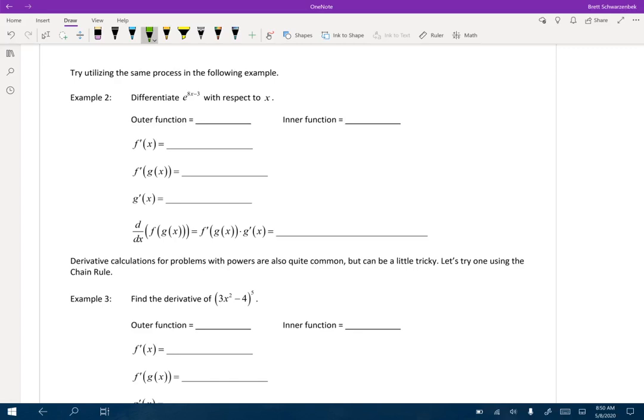Okay, more examples. I want to do my best to make sure all of this is good. It says differentiate e to the 8x minus 3. You have learned the derivative of e to the x. You've learned the shortcut formula for the derivative of e to the 8x.